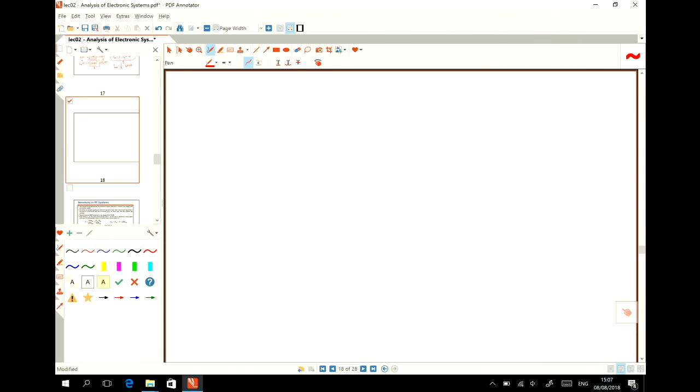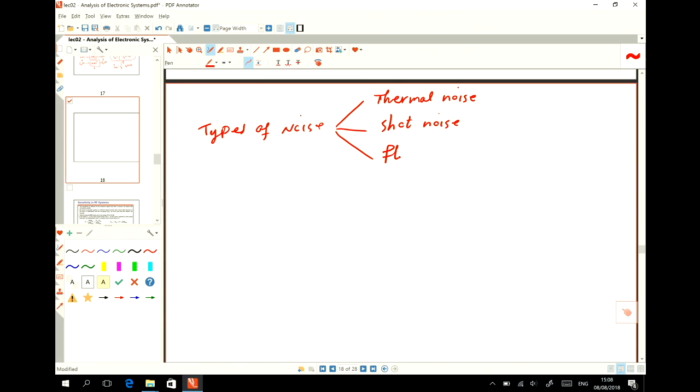And then we have different types of noise in electronic circuits. So I defined the types, or sources, of noise. We had the thermal noise, which we saw is mainly coming from the resistors. Then we had shot noise, which comes at p-n junctions. So it happens when we have a p-n junction. And then we had flicker noise, which originates from the impurities in the semiconductors.